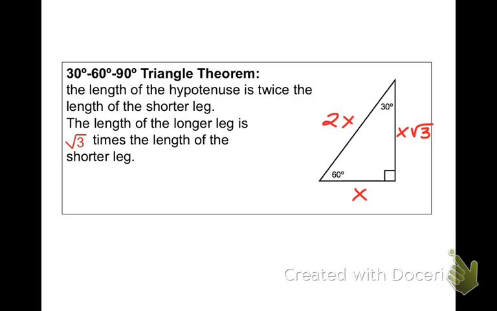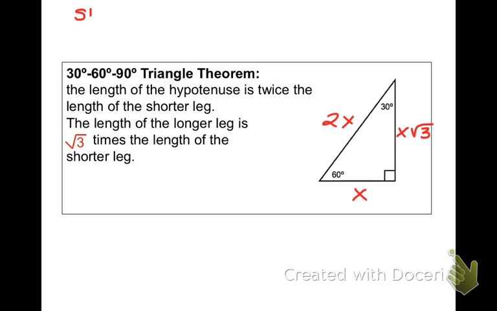The way that I memorize that is 30, 60, 90 are all multiples of 3, so that's why it's the square root of 3, as opposed to the square root of 2, which is our 45, 45, 90. There you have two congruent legs. Okay? So 2x, x square root of 3. Those are your rules.